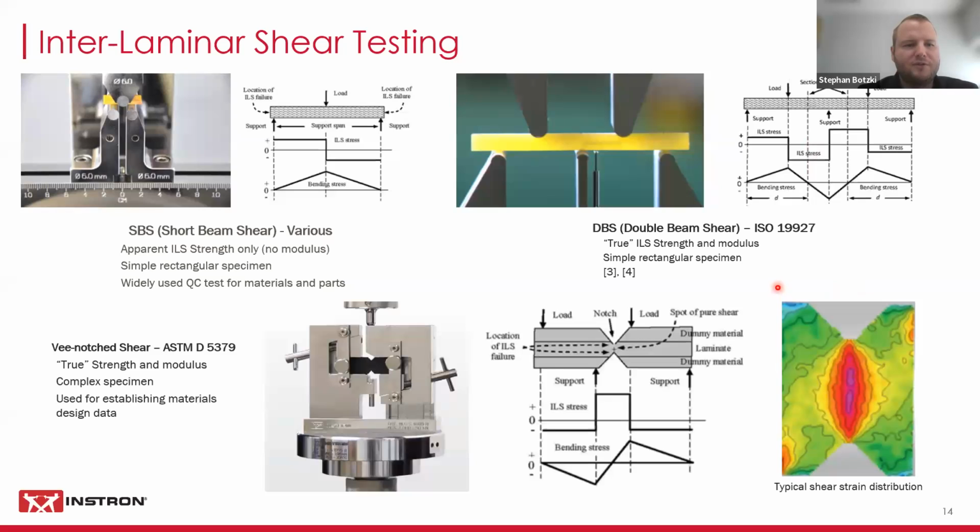And then you can also do this with the V-notched shear of the D5379. Again, complex specimen compared to the other two, obviously. But you can use this to establish your materials design data. And you can see again here in the diagram, within the notch, you have pure shear where your bending stresses are 0. It's a small area, but you get pure shear stresses. And this is what it would look like if you're capturing this with, for example, digital image correlation.